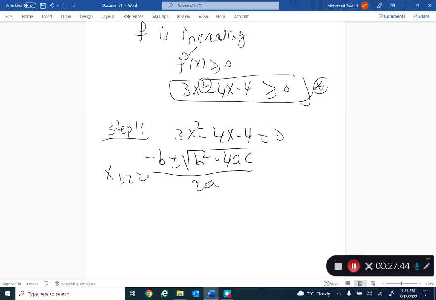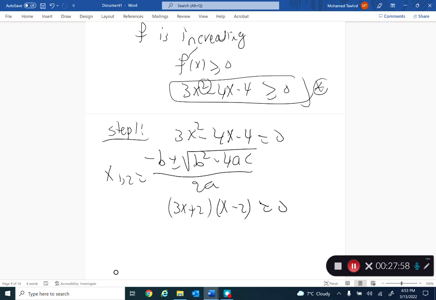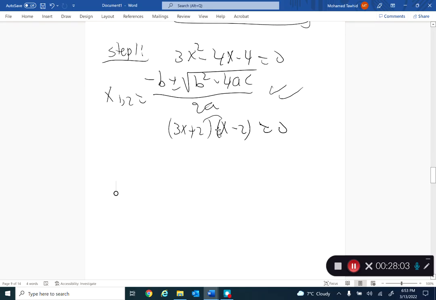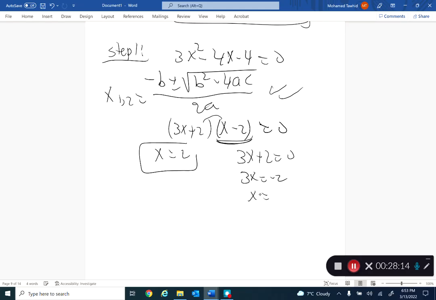Or I can factor this one here. Let me give you the numbers. You have 3x plus 2 and x minus 2, right? So equate that to 0. If I factor this, I got this one here, but you can use the quadratic formula and you get the same numbers. So here I have x equal 2, that comes from here. The second one, 3x plus 2 equals 0, so 3x equals negative 2. So what is your x? Negative 2/3, right?